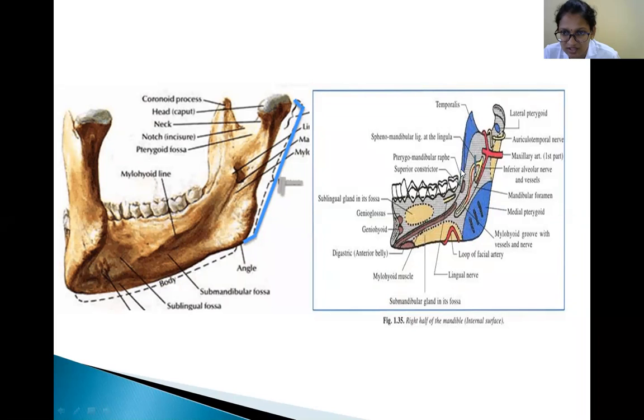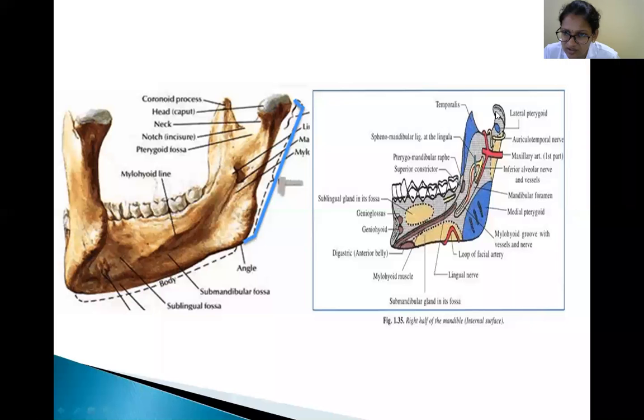The coronoid process is the continuation of the anterior border as a tongue-like projection. It consists of an apex, an anterior border, and a posterior border. All these borders, along with the apex, give attachment for the insertion of temporalis.